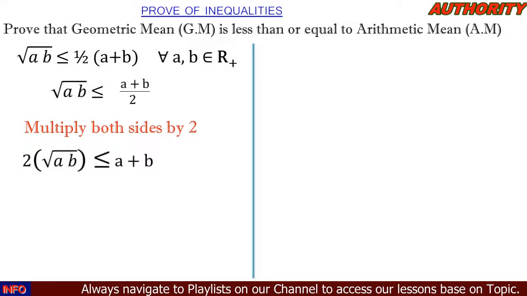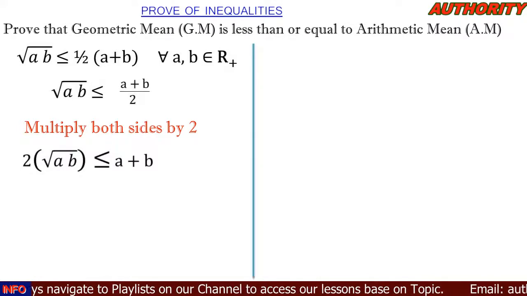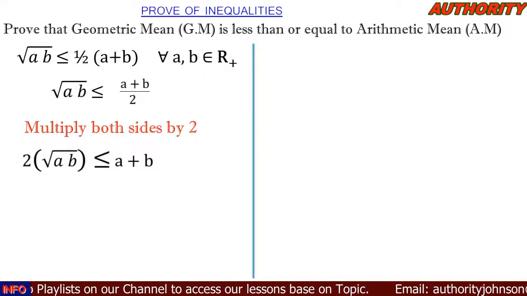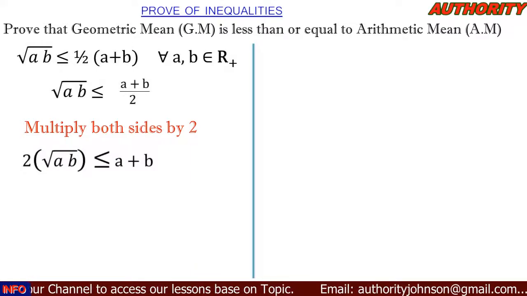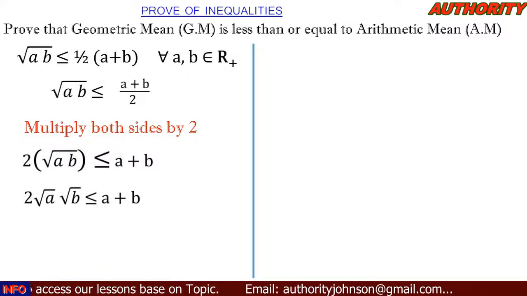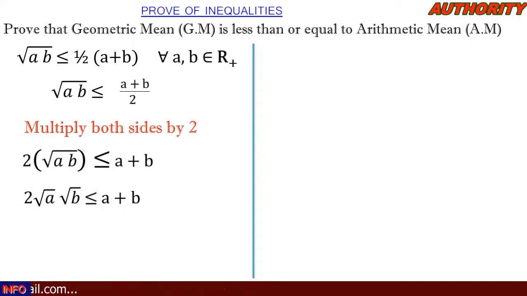Now, inside this bracket we have 2, in the bracket we have root AB. So this root AB is the same thing as saying root A root B. So let's bring it out like this. So we are going to have 2 of root A root B. It's still the same thing. 2 of root A root B is less than or equal to A plus B. Now let's take all the terms on the right hand side to the left.